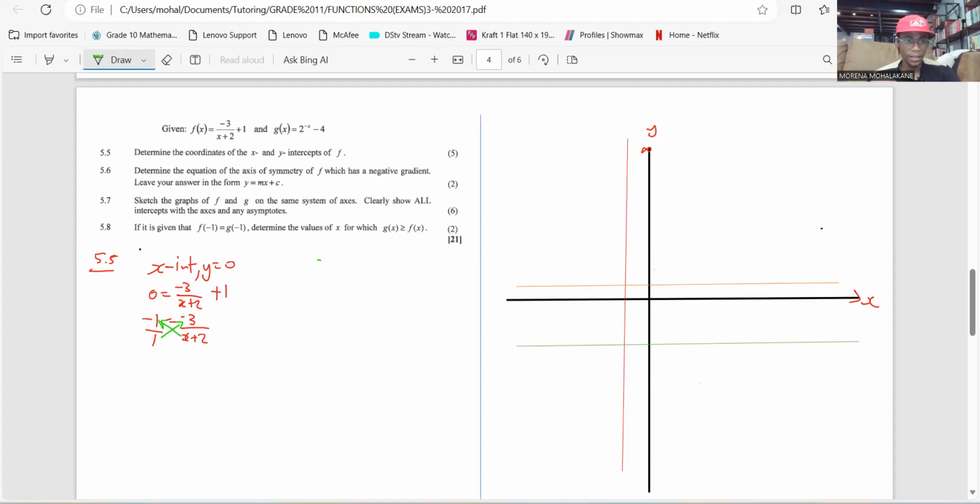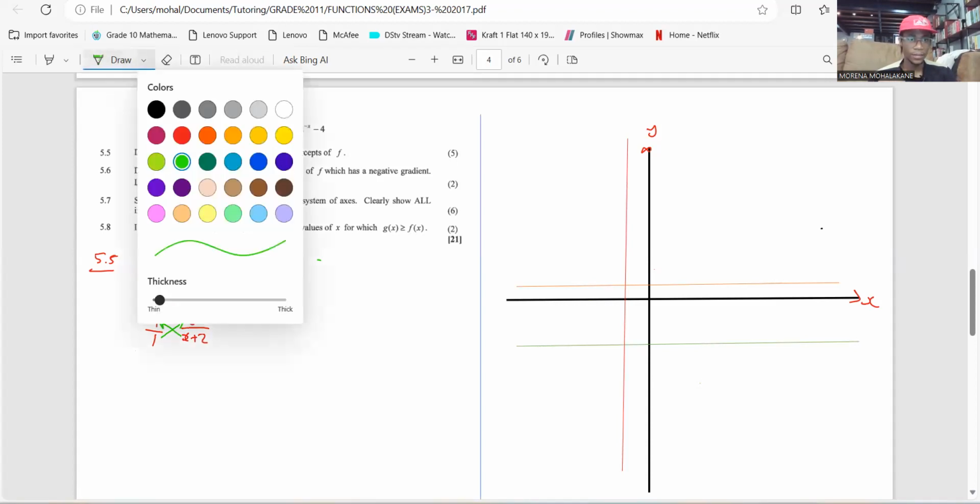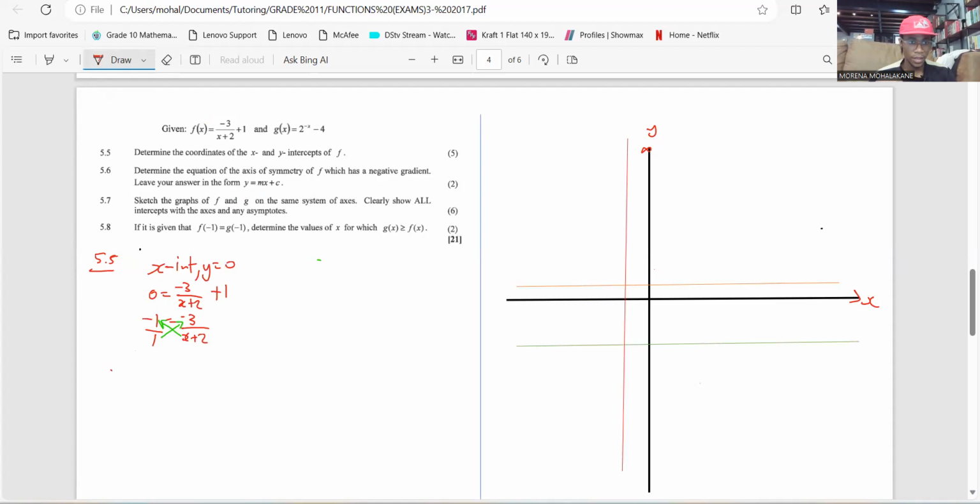I cross multiply. So I'm going to have negative x, let me write it properly there, negative x, then -2 equal to -3. So I have negative x equal to -1. Therefore, the value of x is going to be +1. Then my intercept is 1, 0.